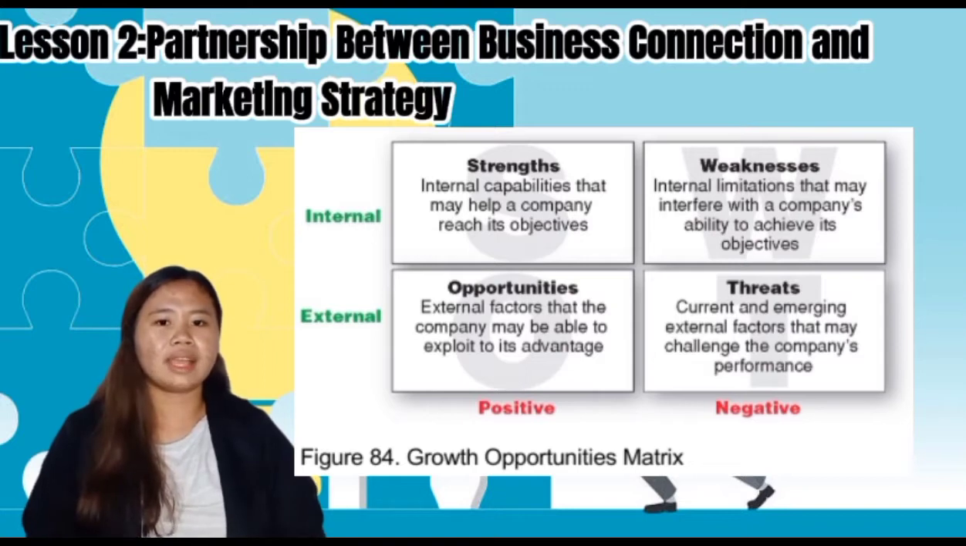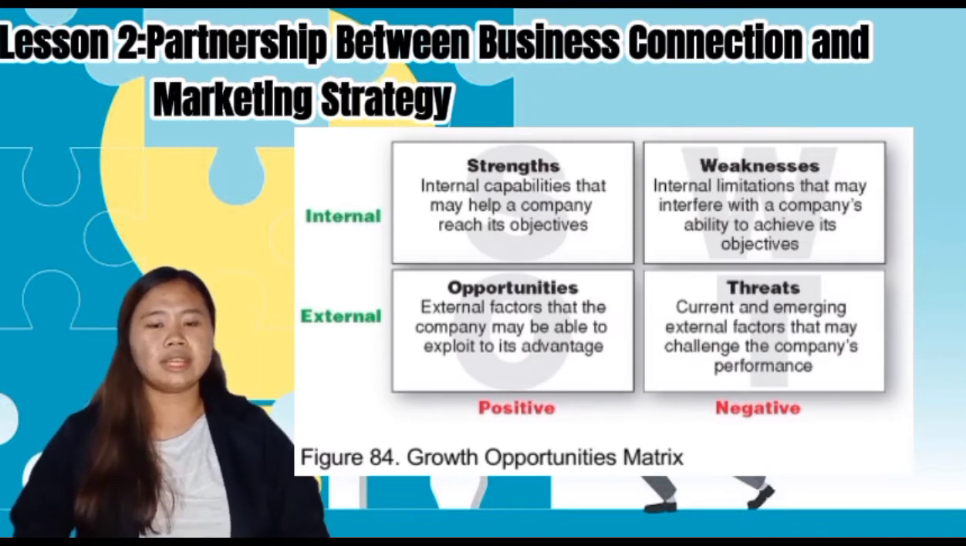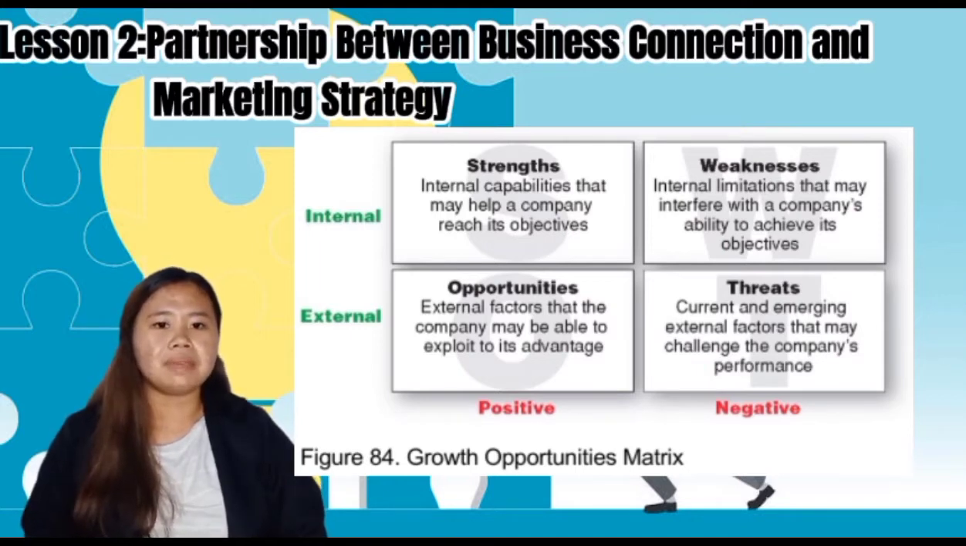The first one is the strengths and weaknesses that belong in the internal. Strengths are capabilities that may help the company reach its objectives. And weaknesses are internal limitations that may interfere with the company's ability to achieve objectives. On the other hand, we have opportunities and threats that belong in the external. Opportunities are external factors that the company may be able to exploit to its advantage. And lastly, threats are current and emerging external factors that may challenge the company's performance.